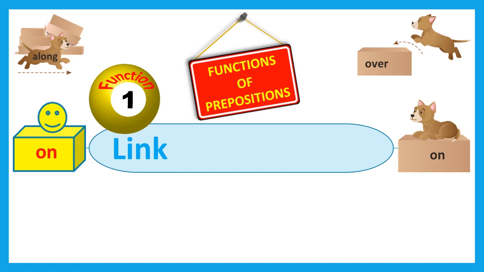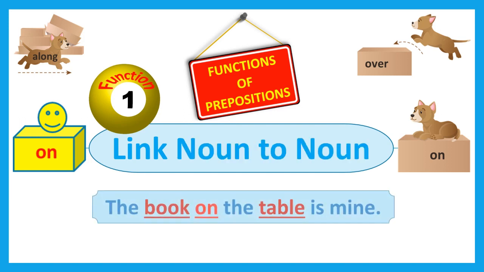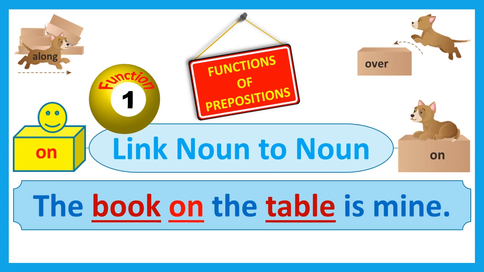Function 1. Prepositions link noun to noun. For example, the book on the table is mine. In this example, on links the nouns book and table.